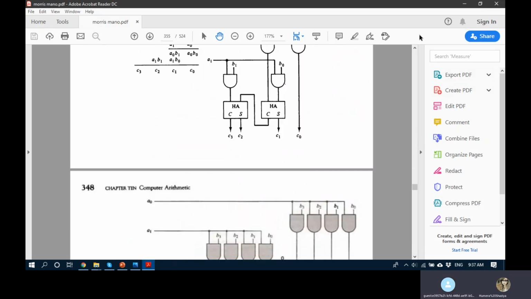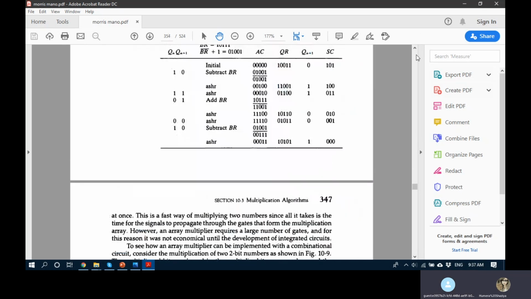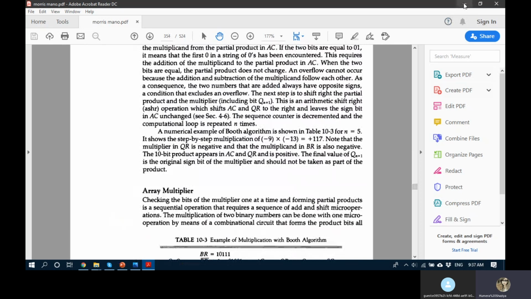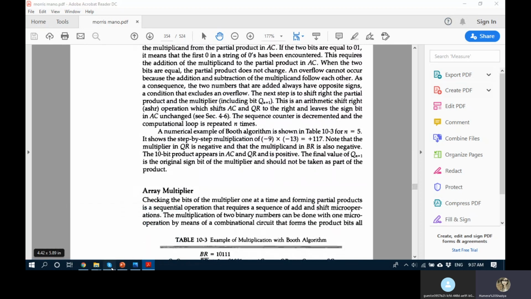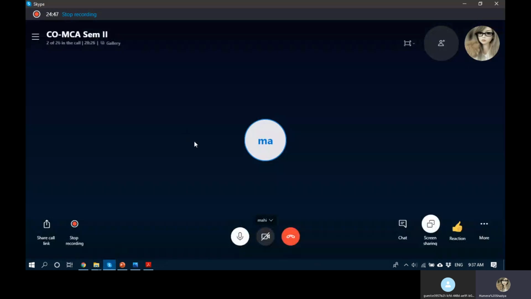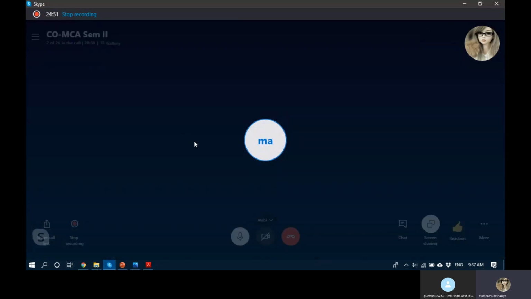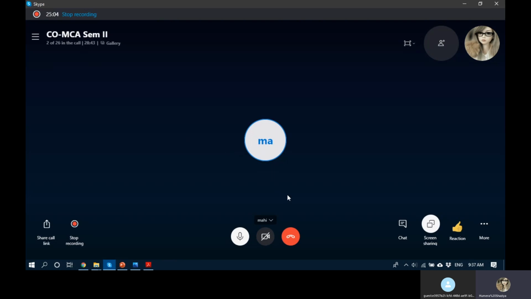Okay, Mahesh, please go through this multiplication and try to implement it with your own example. Whatever we have done for -9 into -13 is equal to +117, you take some other example and then do it, so that you can understand it.